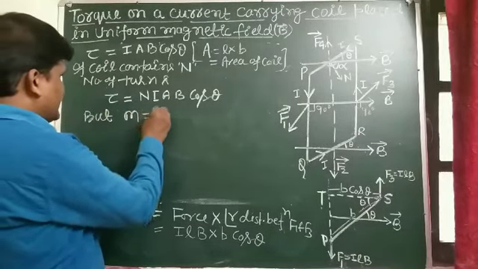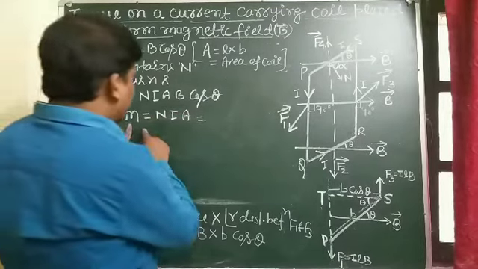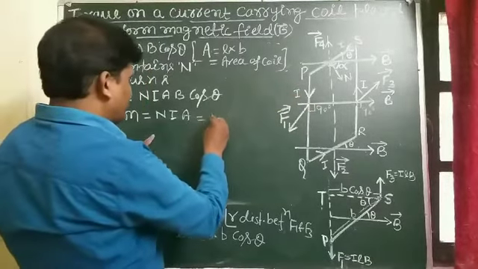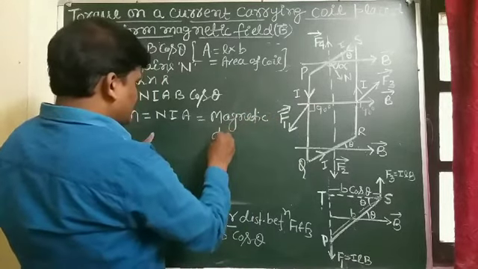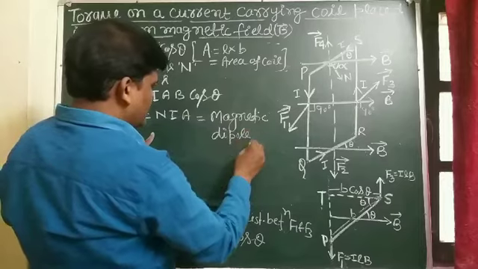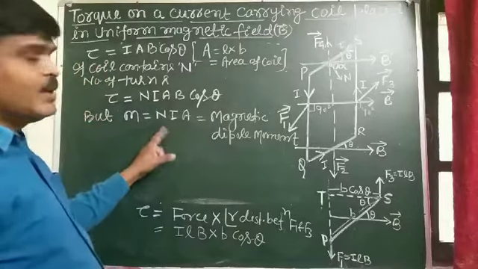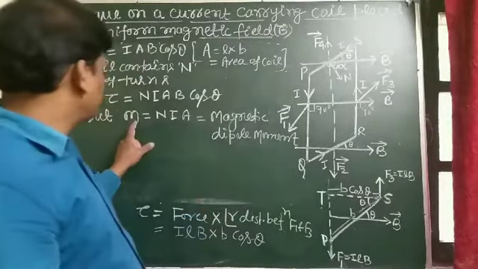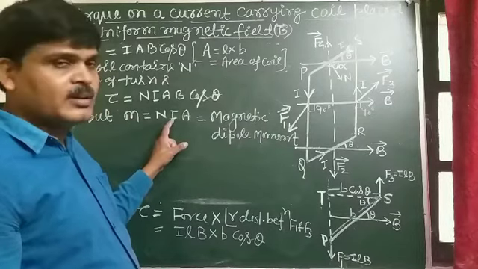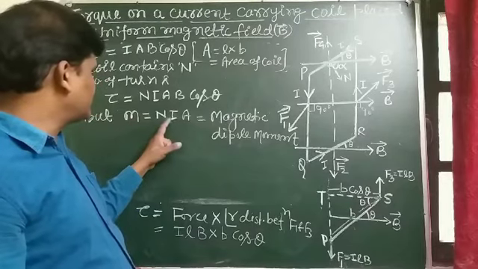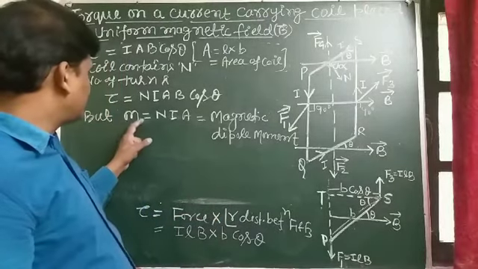M equal to what? NIA, and this M is known as the magnetic dipole moment. If the number of turns is single, M can be written as IA. So what is the SI unit of magnetic dipole moment? The SI unit of magnetic dipole moment is ampere meter square. If the coil contains a large number of turns, then M equals NIA.